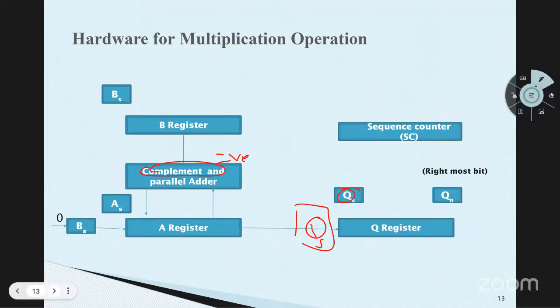And QN, what is it? The multiplicand, multiplier we took, 19 equivalent number 1 0 0 1 1. This digit we are considering as QN. That is the rightmost bit, LSB bit. LSB bit we are representing with QN. Why we are taking the QN, we will understand in the algorithm. So if the QN is equal to 1, then you can perform the addition operation. If Qn is equal to 0, simply right shift.